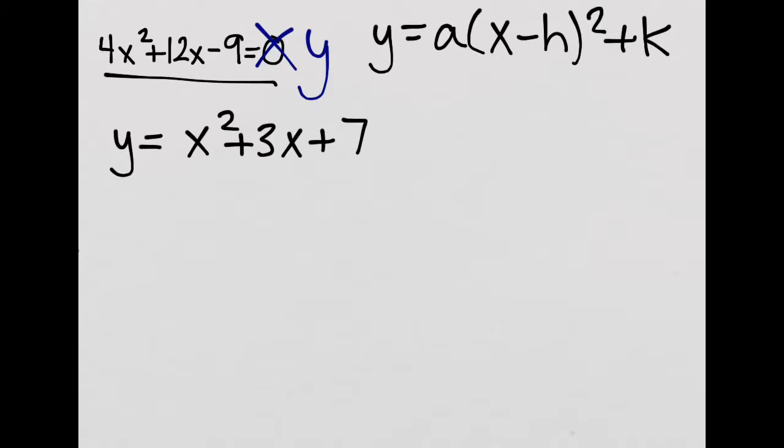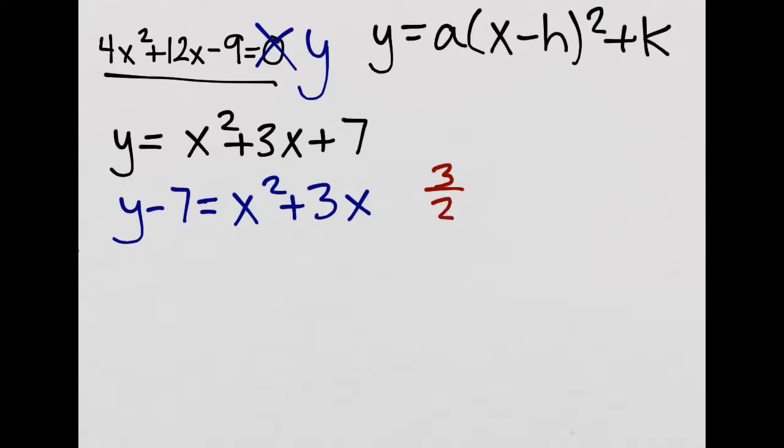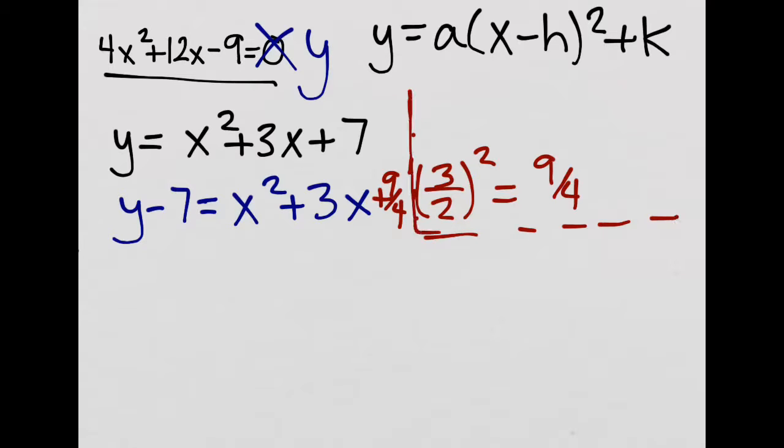So we follow the same steps, we subtract c to the other side, so in this case we'll just have y minus 7 equals x squared plus 3x. We factor out a, which in this case is 1, so really we don't have to factor out anything. Oh man, again I did a fraction thing. Oh well, so we take b over 2 and square it, and that gives us 9/4. So we add 9/4 to both sides.